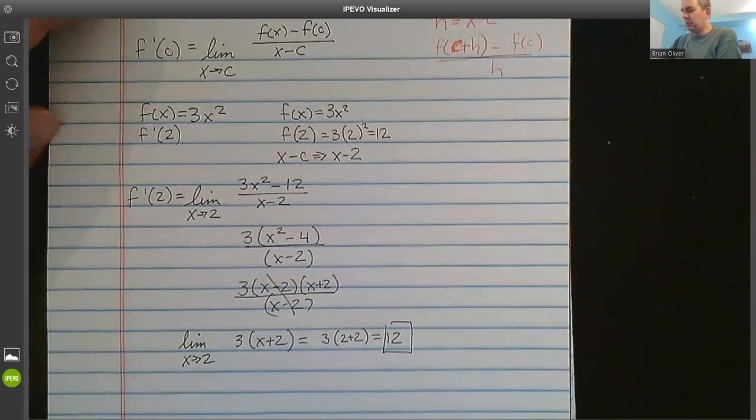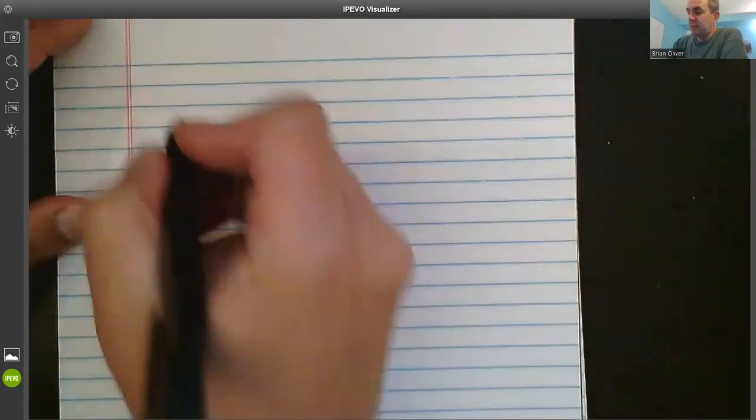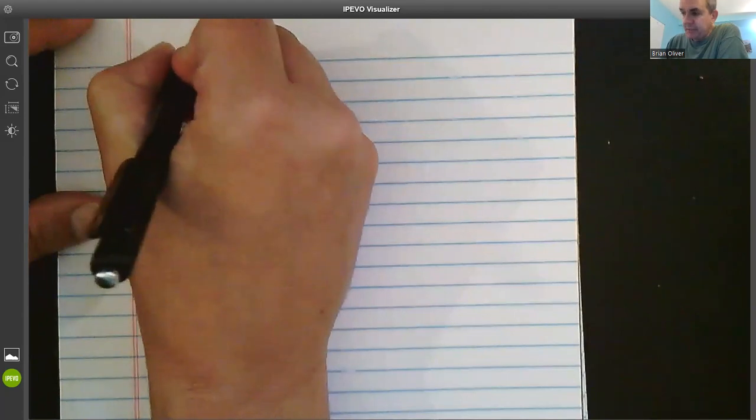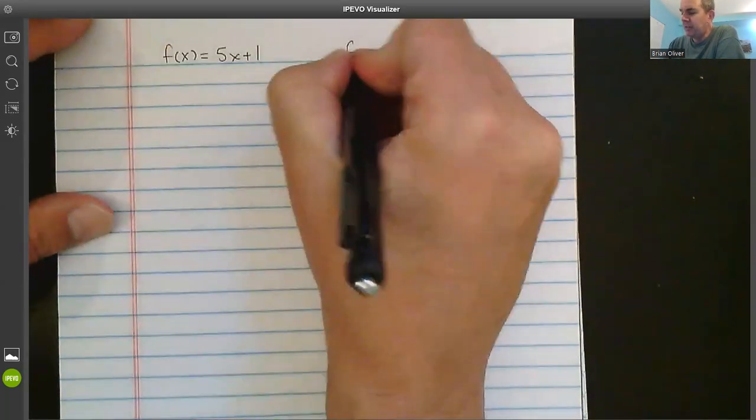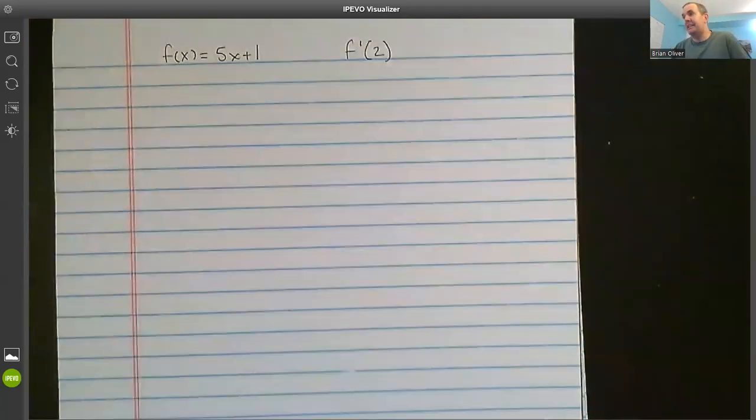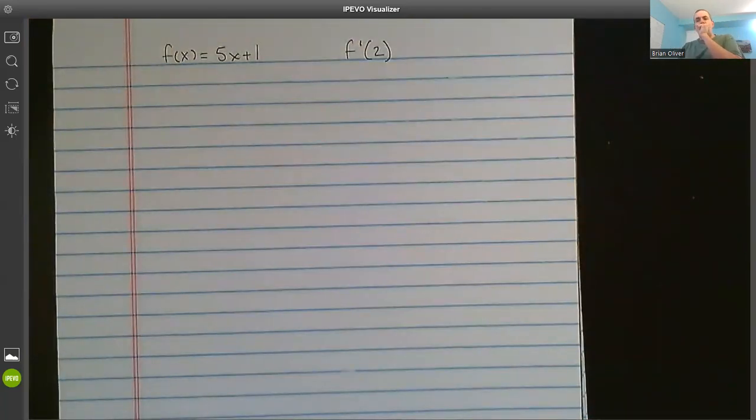So let me just go through one more so you can see what I'm talking about. Now I'm going to look at f of x equals 5x plus 1. And again, I want to find the slope of this at 2. What is the derivative of this at 2?